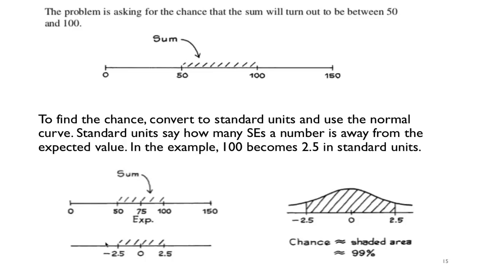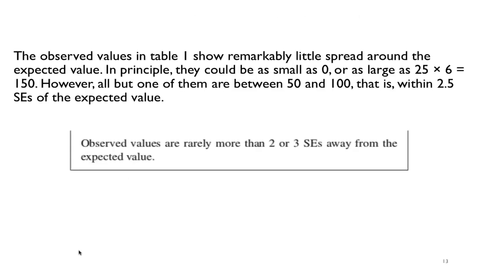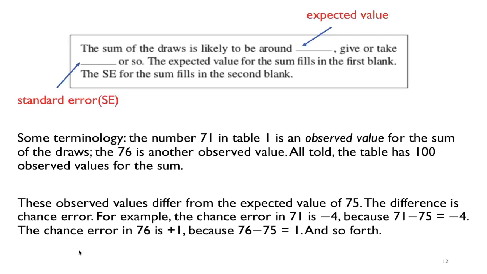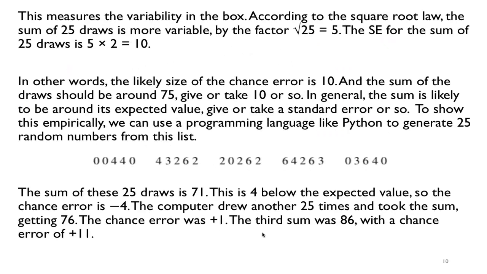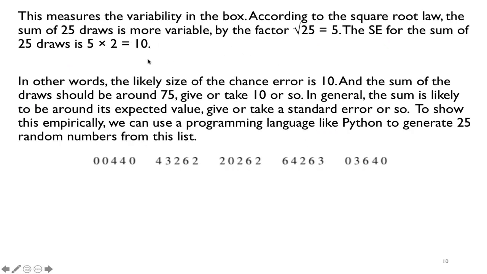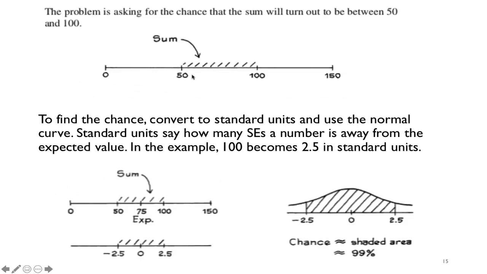Let's see. Let me show you again here. This is some of the values we saw earlier. So again, we want to convert to the standard units. So we have to know the SE of the problem, and as we calculated earlier, we found that the SE was 10 for this problem. So when we convert 50 into standard units, we take 50 minus 75 divided by 10, which is negative 2.5. And then 100 minus 75 divided by 10 is 2.5. So that's how we convert each of the numbers into standard units.